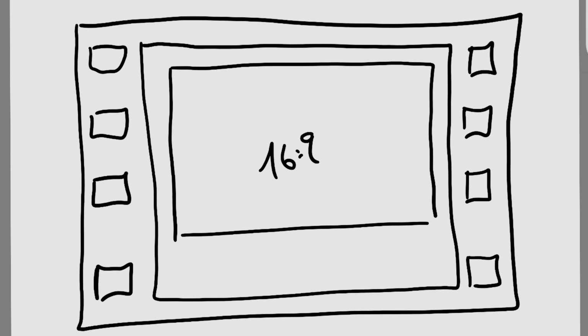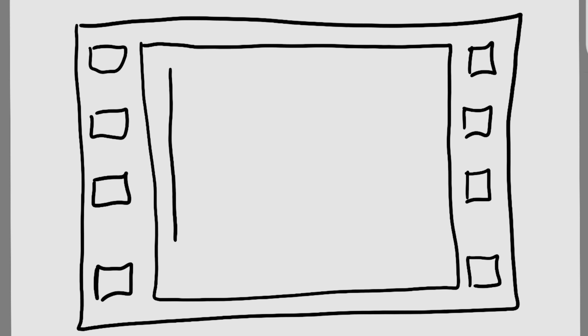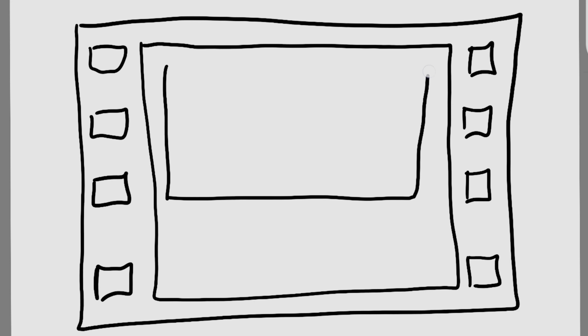The frame is still bigger, and that's why these aspect ratios are very versatile, because we can even shoot smaller, like 1.85 to 1.